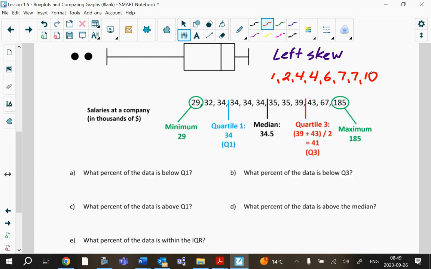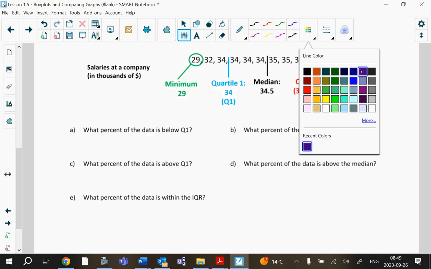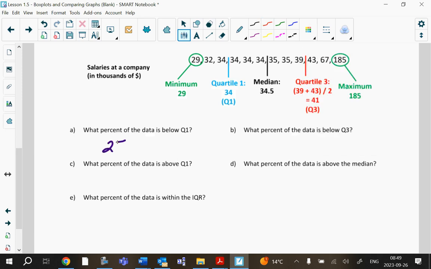So just to answer these questions from this set of data, what percent of the data is below Q1? 25%. Which means, sorry, what percent of the data is below Q3? 75%. What percent of the data is above Q1? 75.